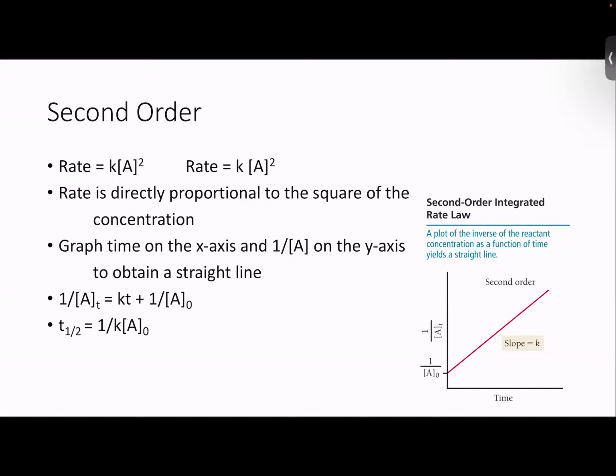The integrated rate law is y equals mx plus b. So y is 1 over the concentration at any given time. The slope is equal to the rate constant. Your x-axis is time, and your y-intercept is 1 over the initial concentration. And as far as your half-life, if you rearrange all of this and solve for the half-life, you'll find that the half-life is 1 over K times the original concentration.